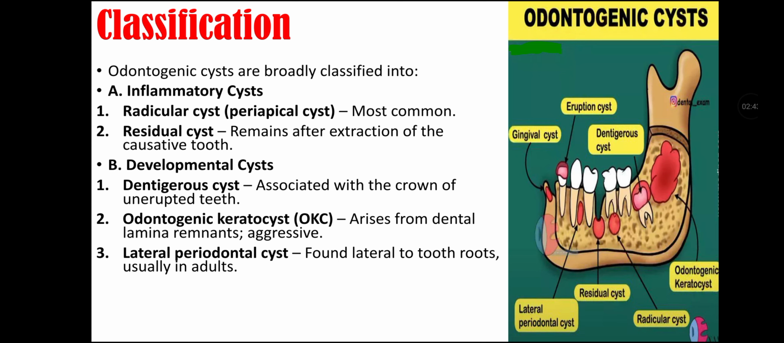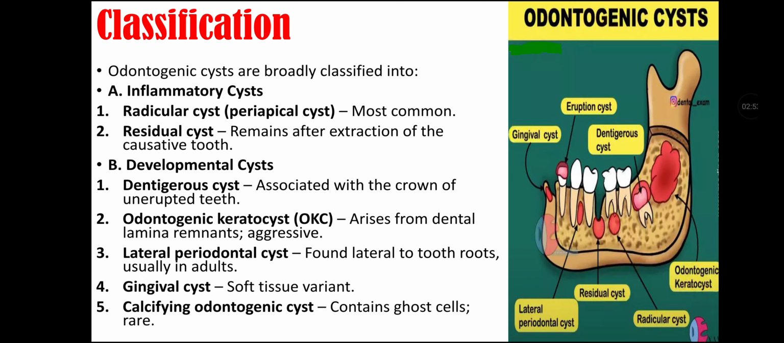Then there is lateral periodontal cyst that is found lateral to tooth roots, and usually it is in the adults. And gingival cyst that is the soft tissue variant of the odontogenic cyst, and calcifying odontogenic cyst that contains ghost cells, and it is rare in occurrence.